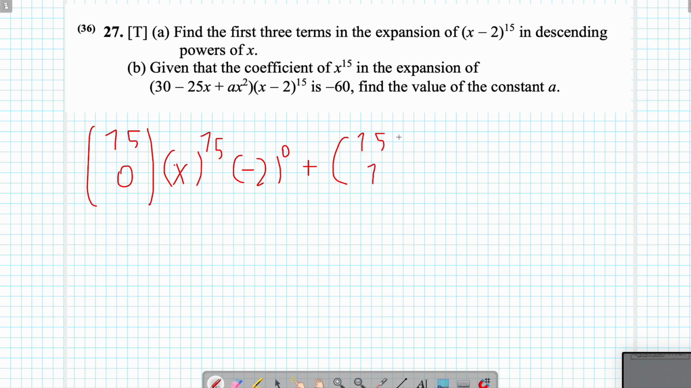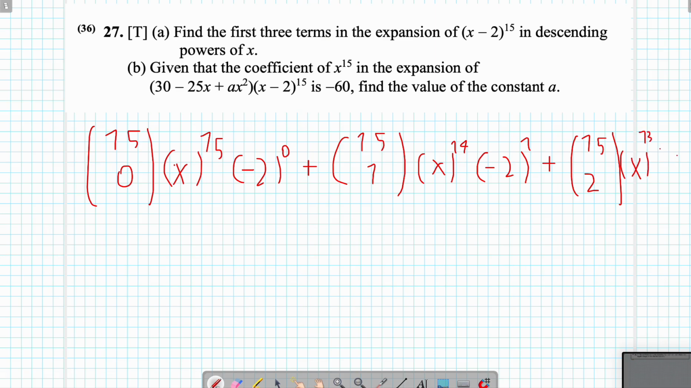15c1 times x to the 14 times negative 2 to the 1 plus 15c2 x to the 13 times negative 2 squared.